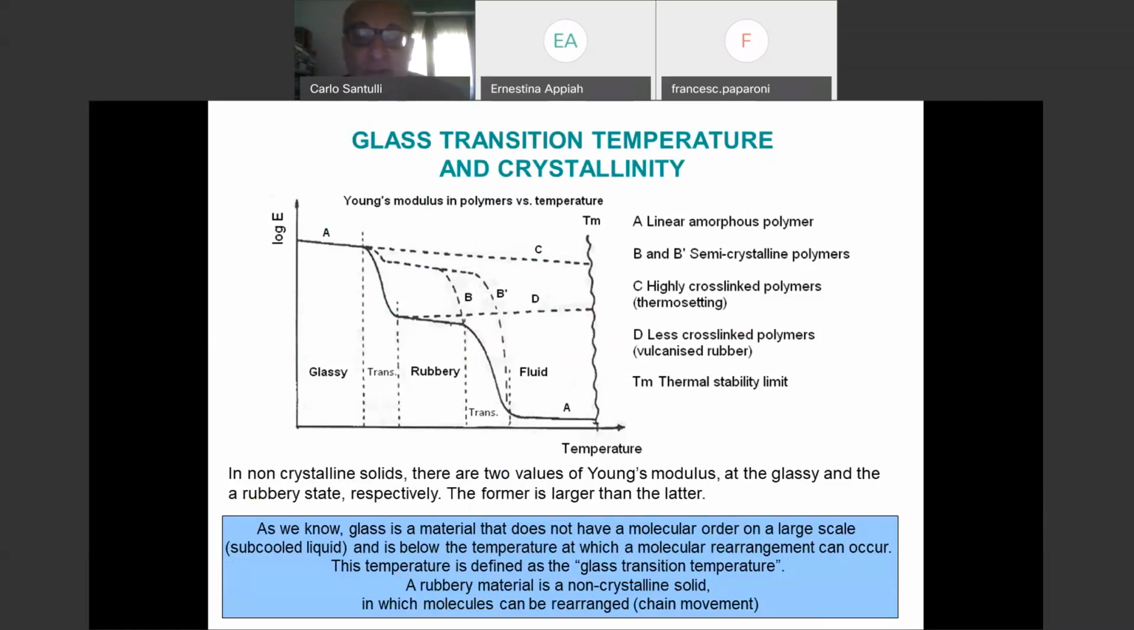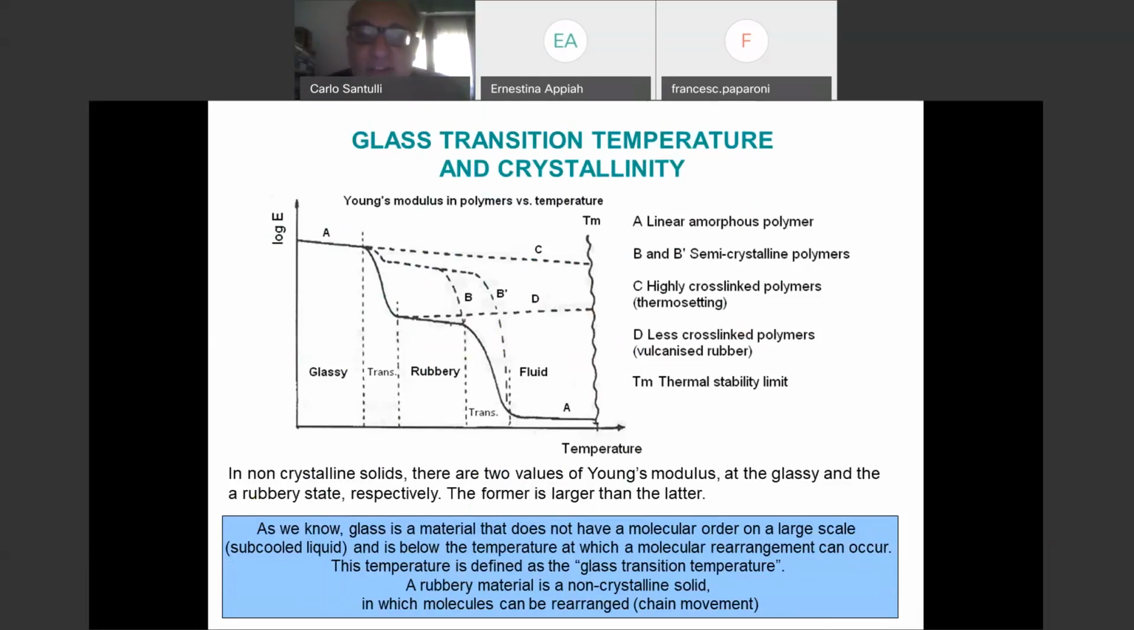In other cases, you can see the highly cross-linked polymers. Basically, they are thermosetting, and if they are highly cross-linked, they are thermosetting, and in the end, they don't show any glass to rubber transition, which is typical of thermoplastic. In the end, though, they end in burning. They don't lose much in terms of Young's modulus, but they burn.